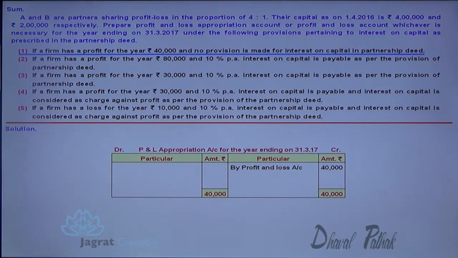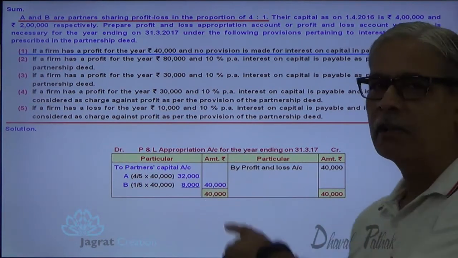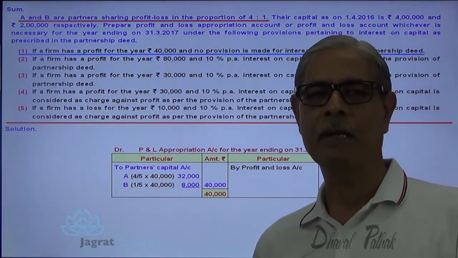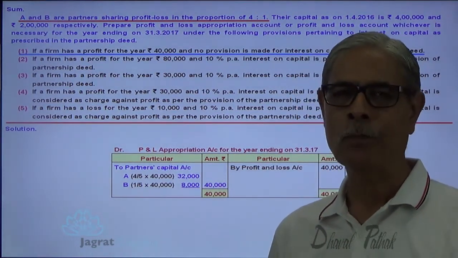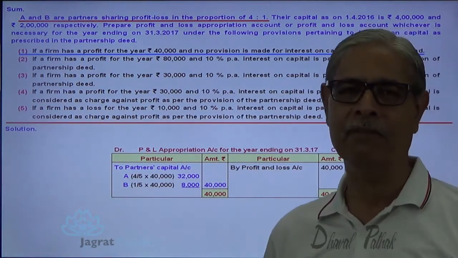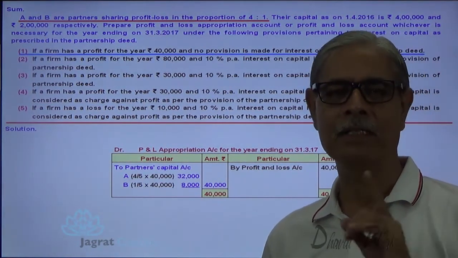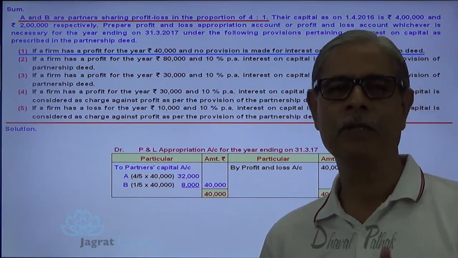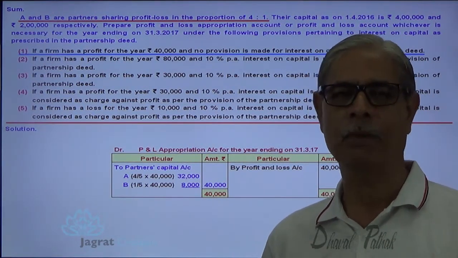A gets 4/5 of 40,000, that is 32,000, and B gets 1/5 of 40,000, that is 8,000. This profit will be credited to the partners' capital accounts, and this appropriation of profit is debited to profit and loss appropriation account. So what is the important point of this case number 1? If the interest on capital is not agreed by the partners, it should not be paid, and straightaway, profit should be distributed amongst partners in the ratio of profit sharing.